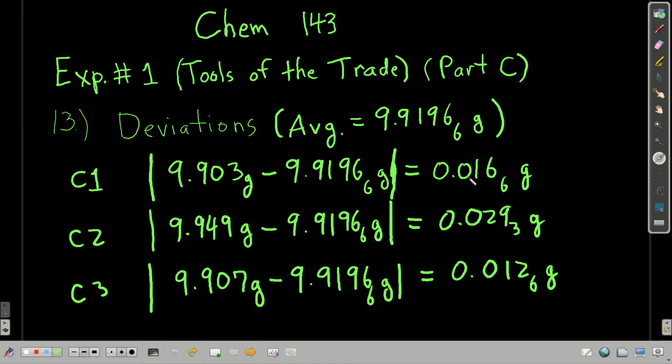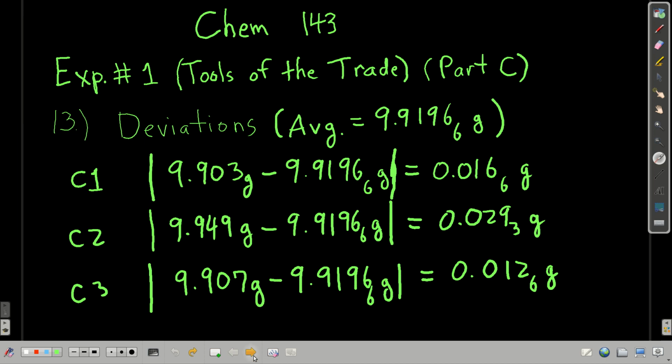Your numbers are going to be different. You might have 3 sig figs, 0.123 or something like that. You might have 1 sig fig, 0.004, whatever. But for everybody, it'll be 3 places past the decimal. For C2, I get this, and C3. So now I have 3 deviations.